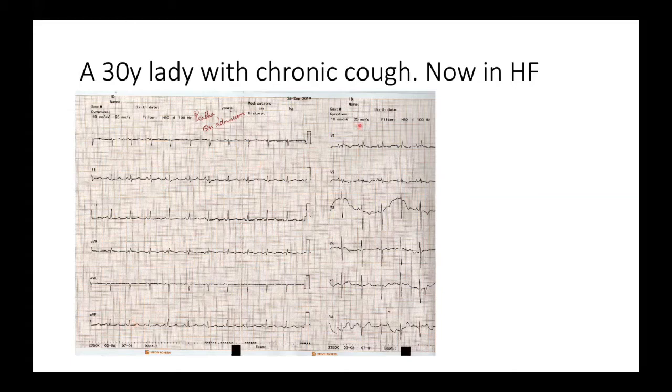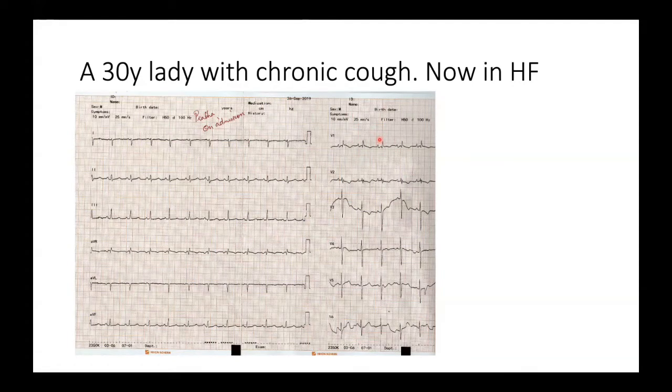Now, right axis deviation with QR in V1 means right atrial enlargement is there, and there is a P pulmonale or P tricuspidale. So you can see that there is a tall positive P wave, which means that there is a right atrial enlargement. Now right atrial enlargement plus some RVH features means the patient has right heart failure because of the ILD or some sort of lung disease.